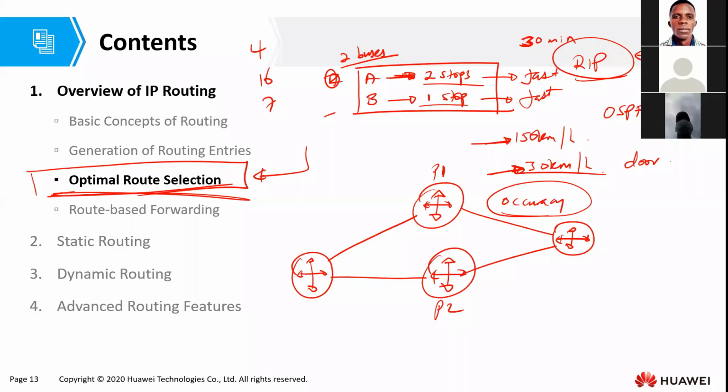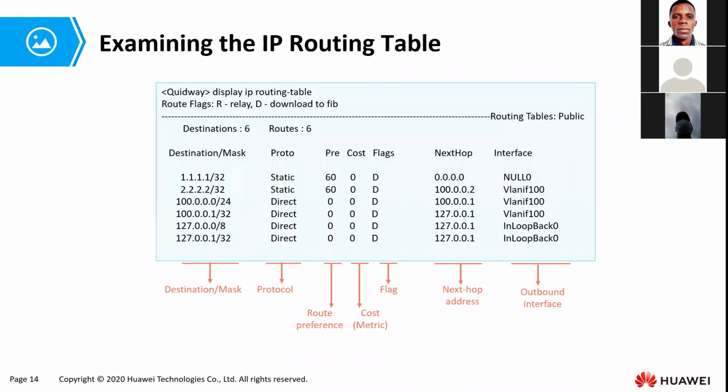Yeah. Now, we want to talk about optimal route selection. What do you base on? What does the router depend on if it has different paths to reach exactly the same destination? What does it consider? That is what we want to talk about. But before we do that, let us examine the routing table. When you want to check your routing table in eNSP, you use display ip routing-table. That's the command. Let us look at the routing table.